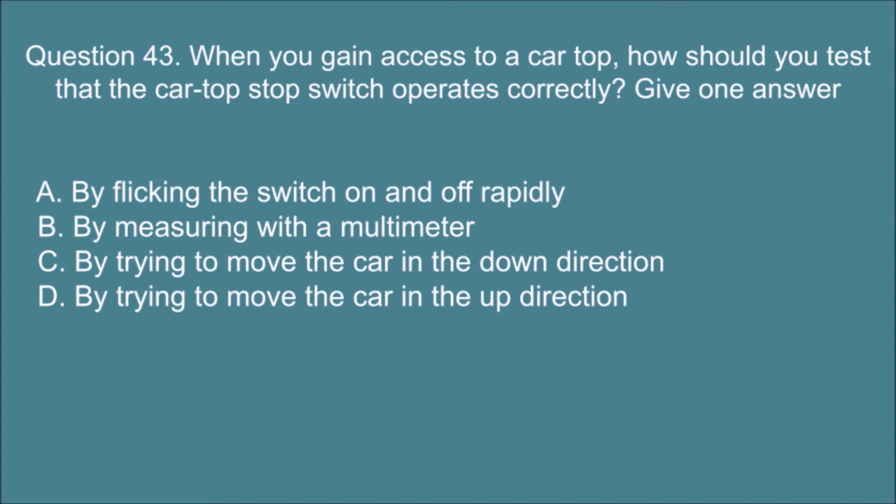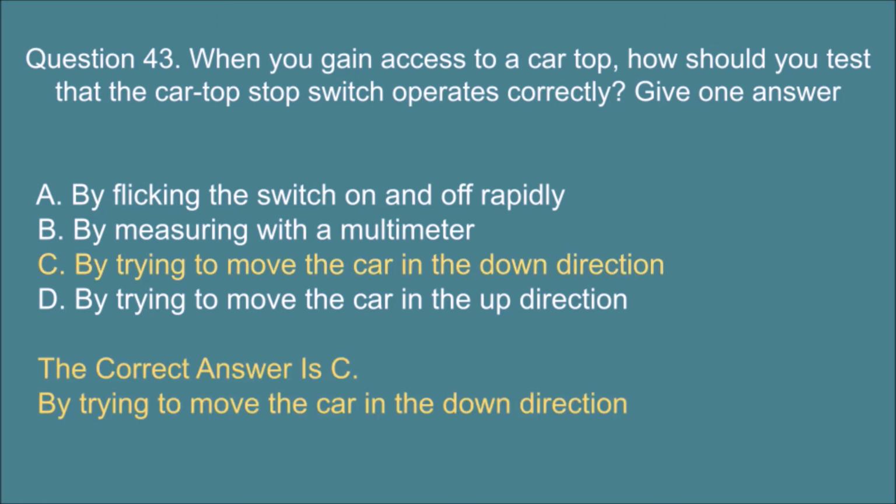Question 43. When you gain access to a car top, how should you test that the car top stop switch operates correctly? Give one answer. A. By flicking the switch on and off rapidly. B. By measuring with a multimeter. C. By trying to move the car in the down direction. D. By trying to move the car in the up direction. The correct answer is C. By trying to move the car in the down direction.